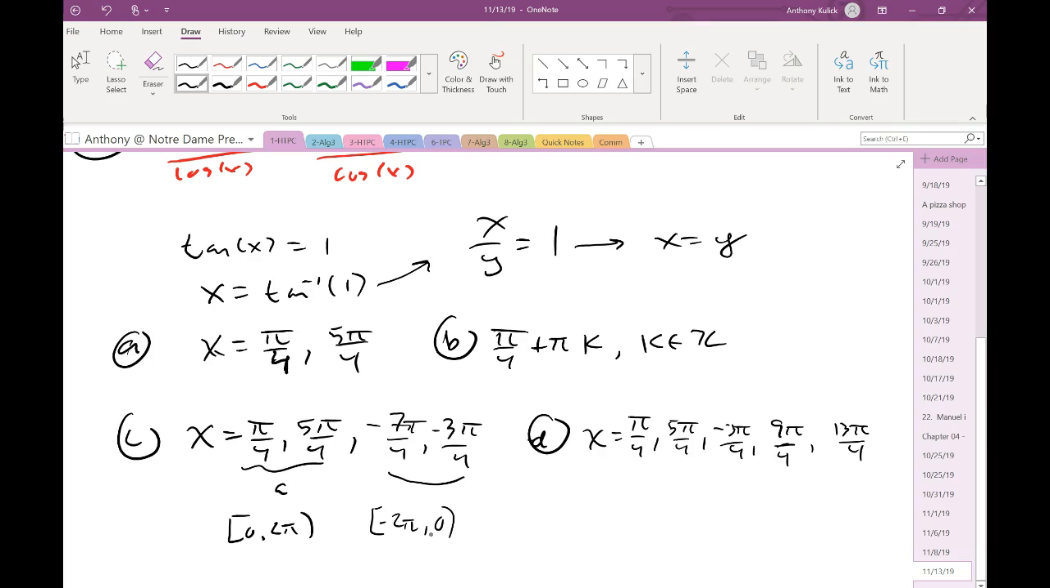And then for the next one, I don't have to do that one. So this is my answer for part A.